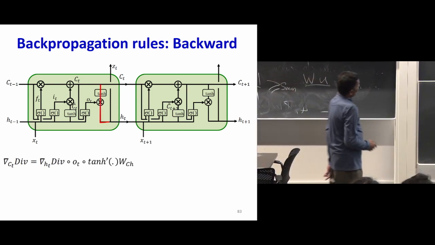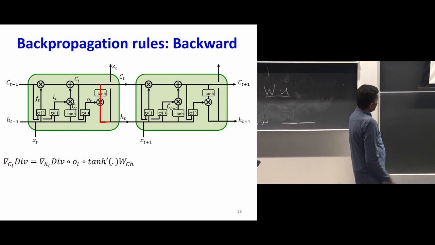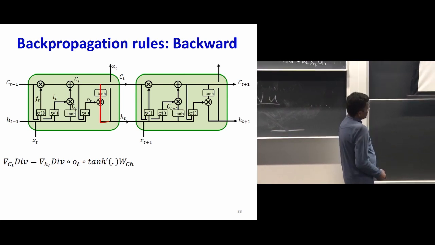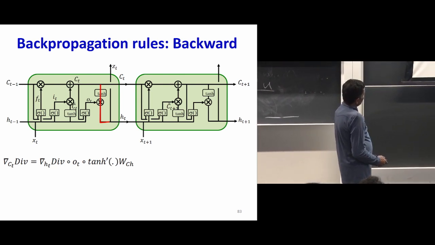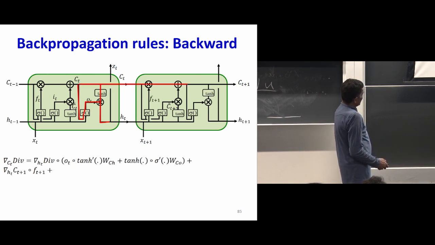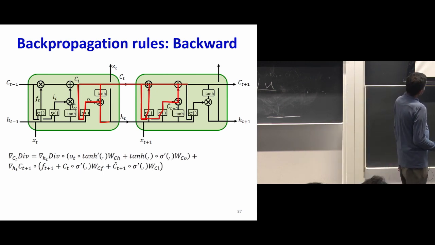But let's take a look at how I can compute the derivative of the divergence with respect to some C_T. So here are all the various paths. This guy, right? And then this guy, and then this guy, and then this guy. That's just for C_T. And I don't know if there's any other.